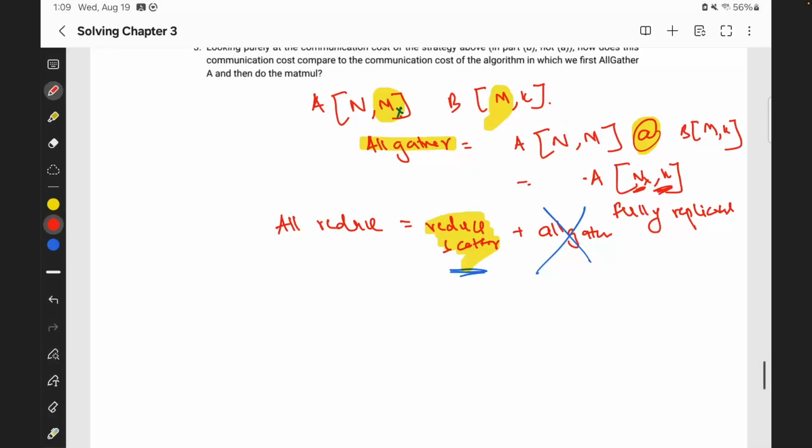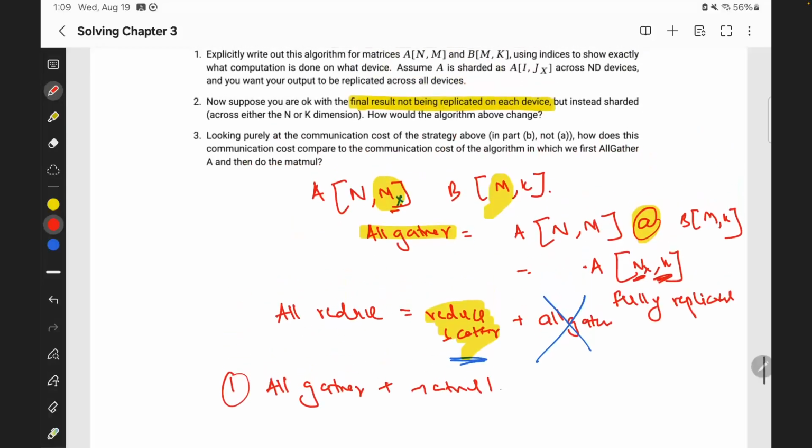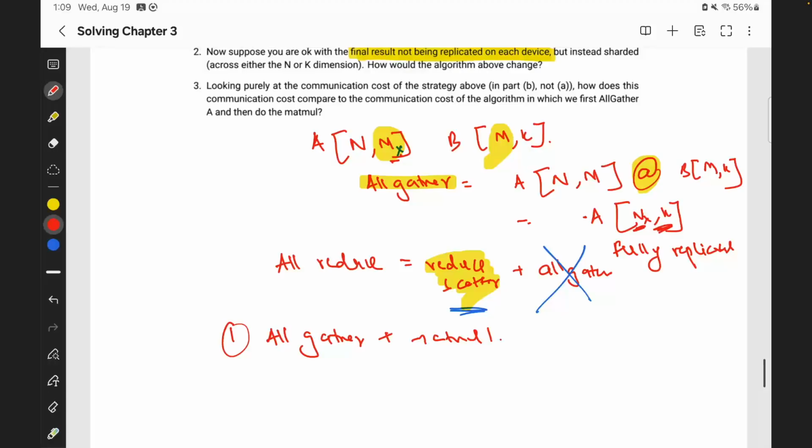Let's first do this in our method of all gather and then doing matmul. So the first operation is you do all gather, then you do a matmul. In all gather you have a communication of m here. So your mx is sharded, so you do a communication m, and so your total communication would be as we have discussed.